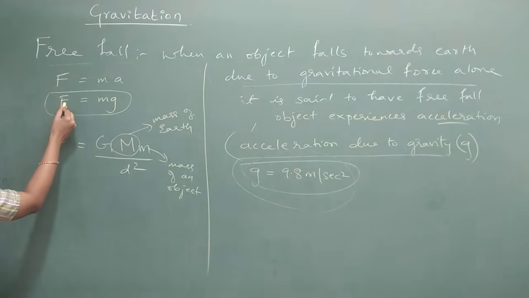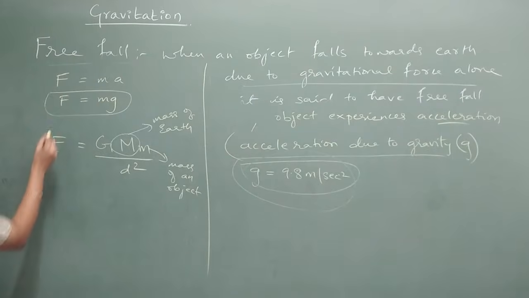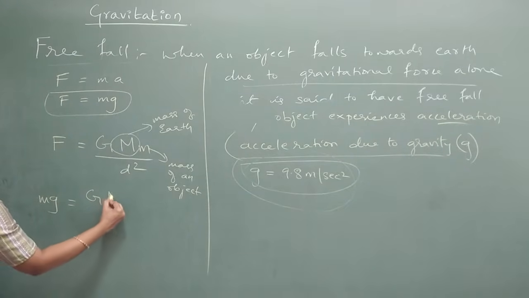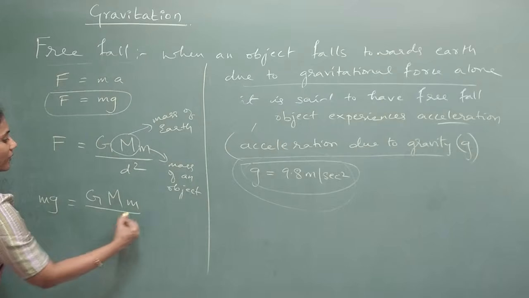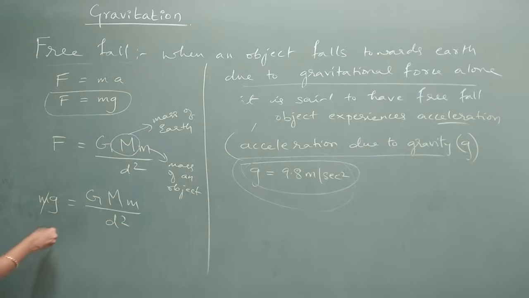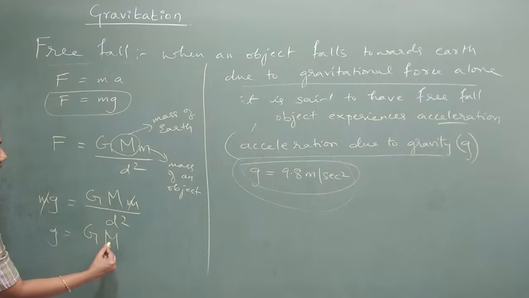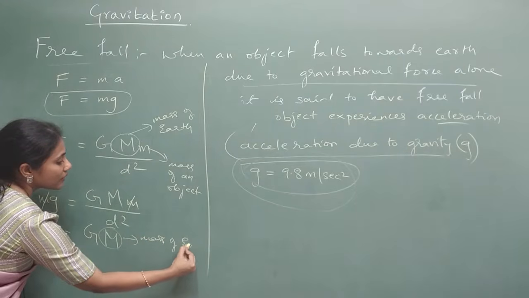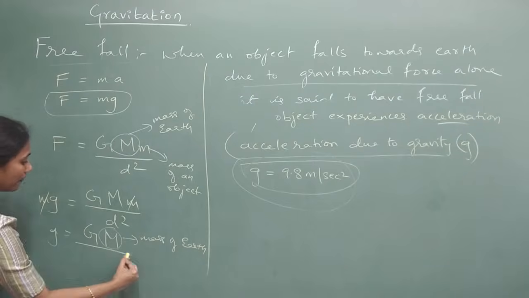Now I'll substitute F here. F is equal to mg, no? So instead of this F, let me write it as mg. Mg is equal to capital G capital M small m divided by d square. And this m and this m get cancelled. If I bring it here, it goes to the denominator, this and this get cancelled. So now G is equal to capital G, that is gravitational constant, and capital M is what? Mass of earth, divided by d square.